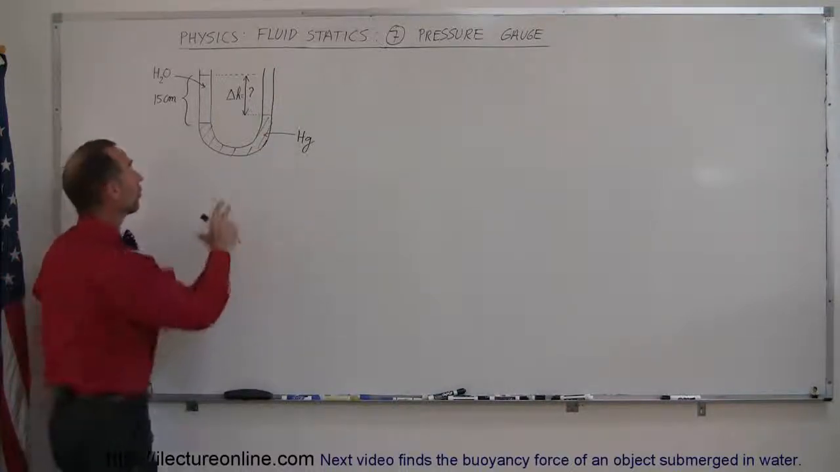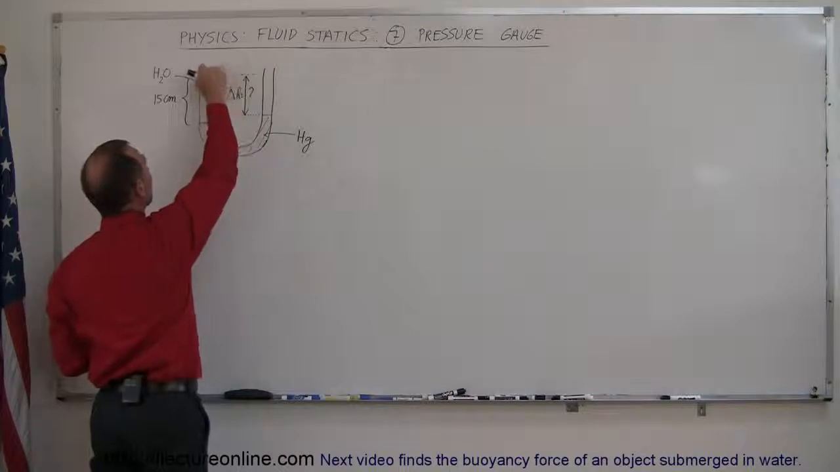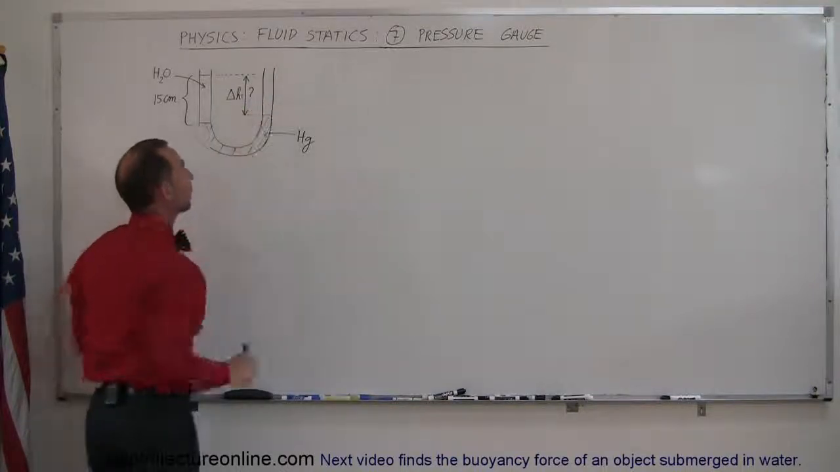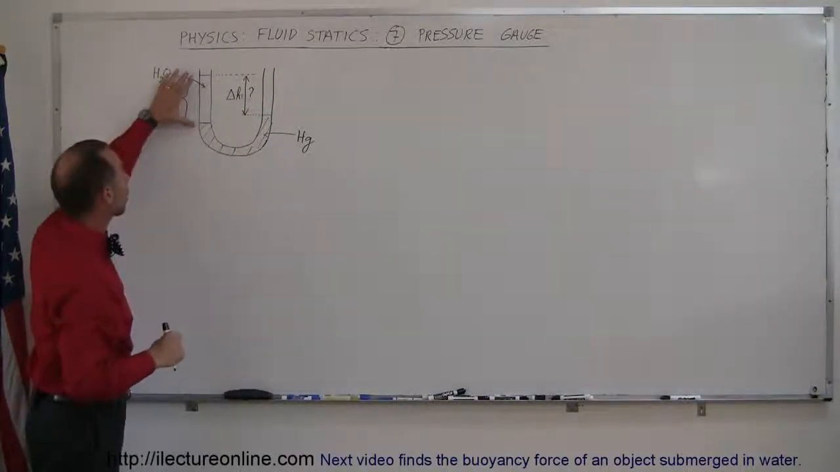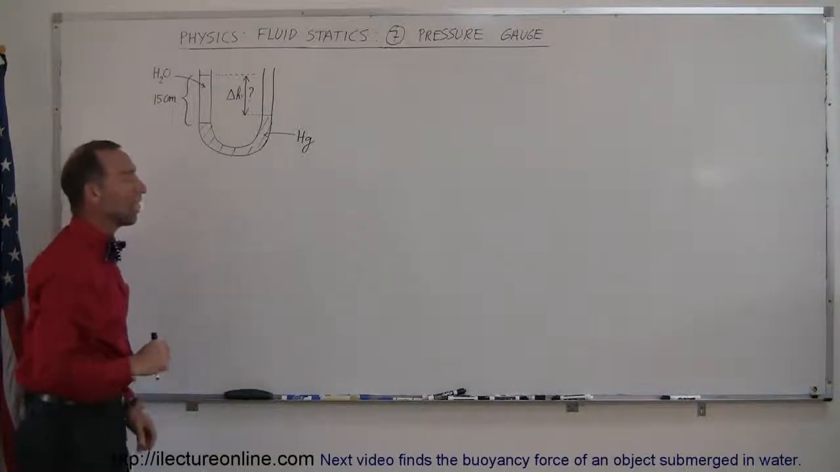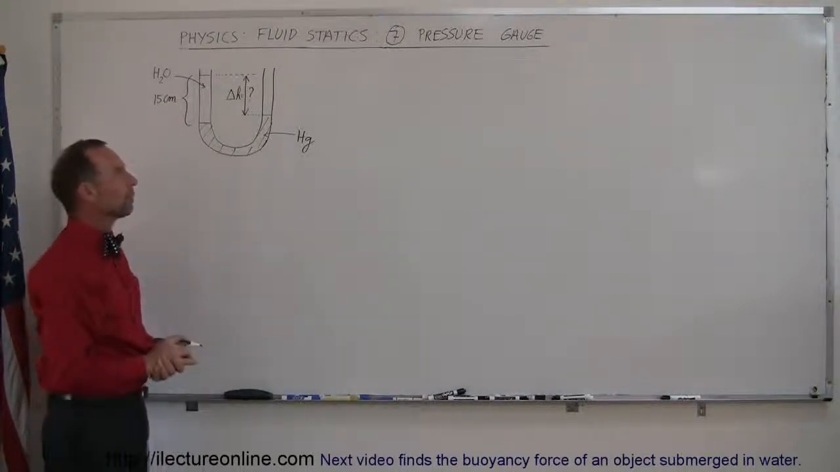And then the question is, what would be the difference in height between the top of the water on one side and the top of the mercury on the other side if the column of water is 15 centimeters high? So how do you do a problem like that?